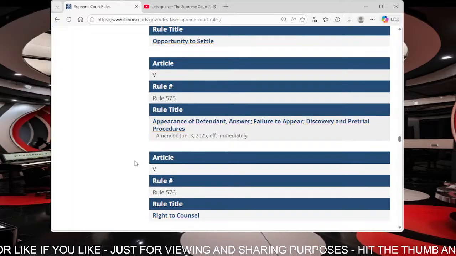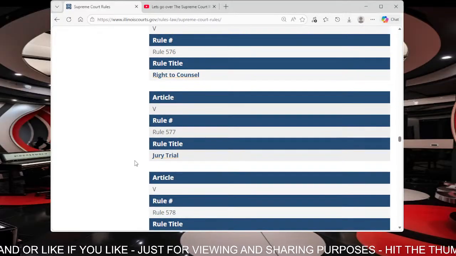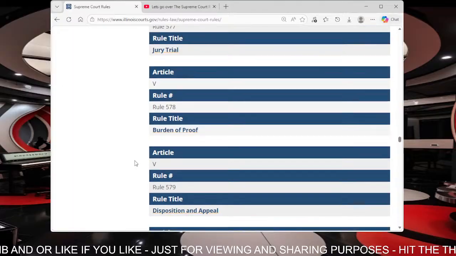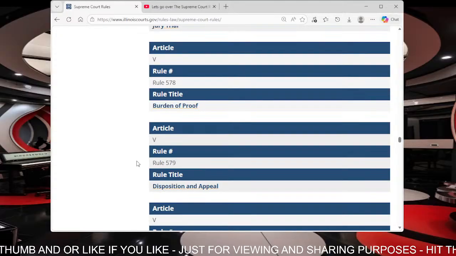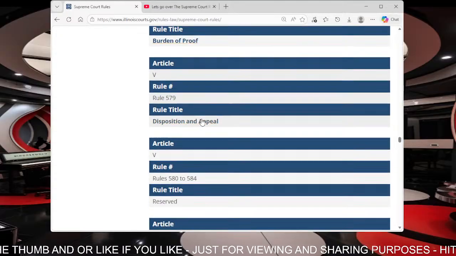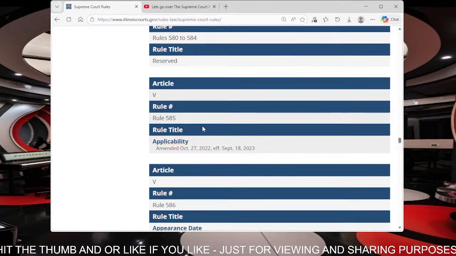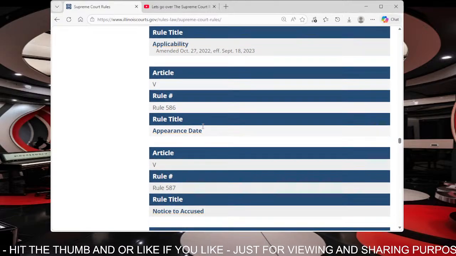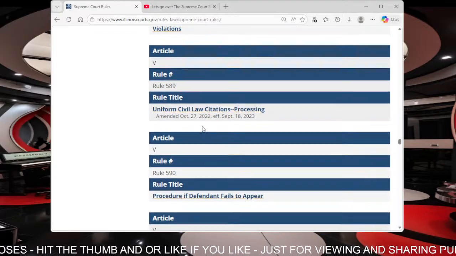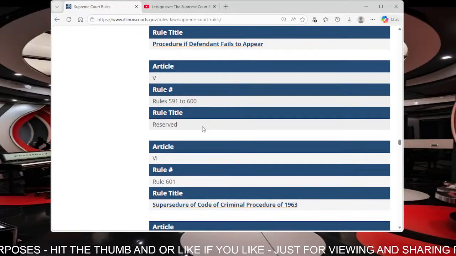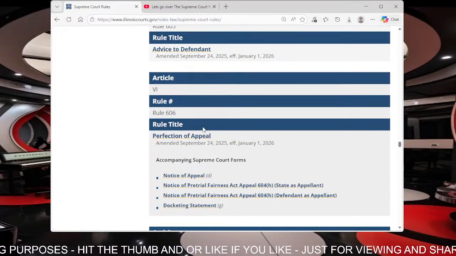575, appearance to defendant, answer, failure to appear, discovery, and pretrial proceedings. 576, right to counsel. 577, jury trial. 578, burden of proof. 579, disposition of and appeal. 585. 586, appearance date. Okay, yeah, this is all failure to appear.